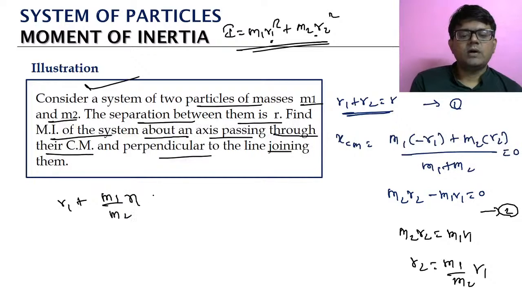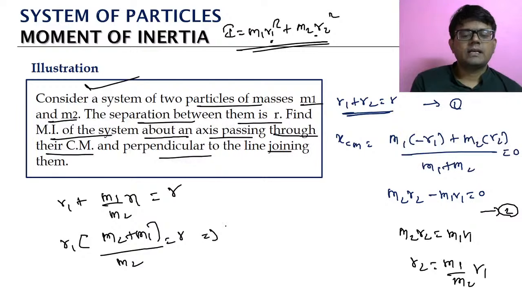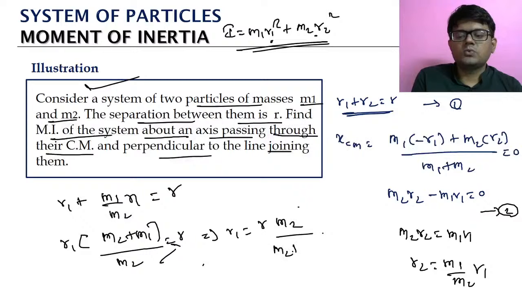r1 plus m1 by m2 into r1 is equal to r. So r1 நம்ம காமன் எடுத்தா, r1 into m2 plus m1 by m2 equals r. இங்க பாருங்க, r1 எவ்வளவு வரும்? m2 நியூமரேட்டர்ல போய்டும், m2 plus m1 will come to the denominator. So பாருங்க, what is the final answer? r1 is equal to r into m2 by m2 plus m1. ஓகேவா? So then this is the r1 ஓட value.